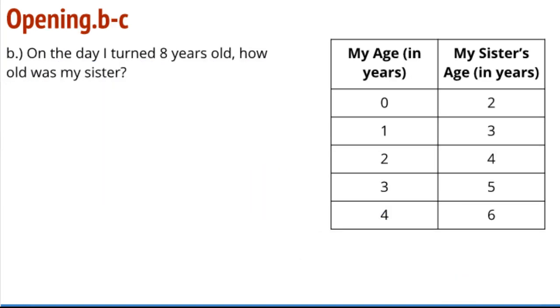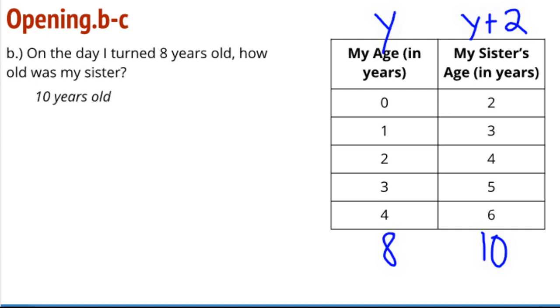All right, so on the day I turned 8 years old, how old was my sister? Well, my age was y, and my sister's age is y plus 2. So my age is 8, and the sister's age is 10. And how do I know? Because we take the age and we add 2.